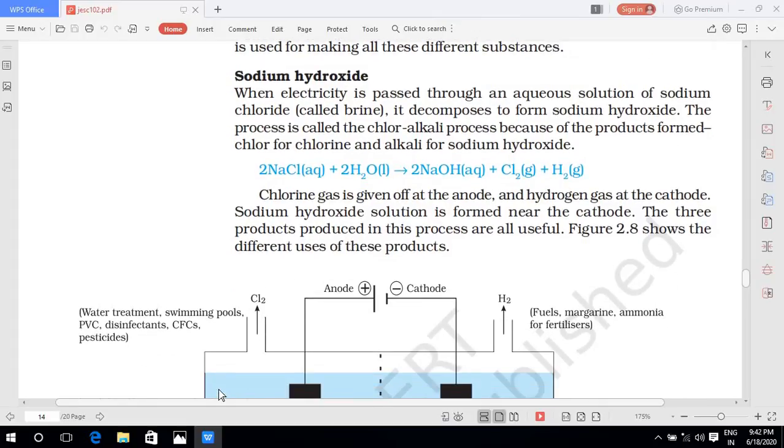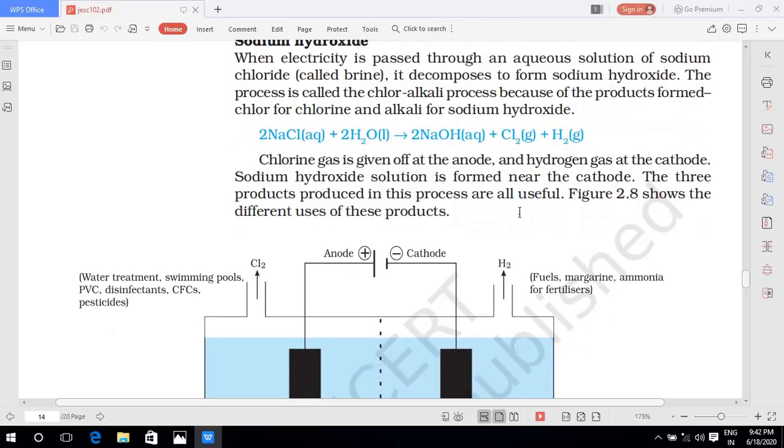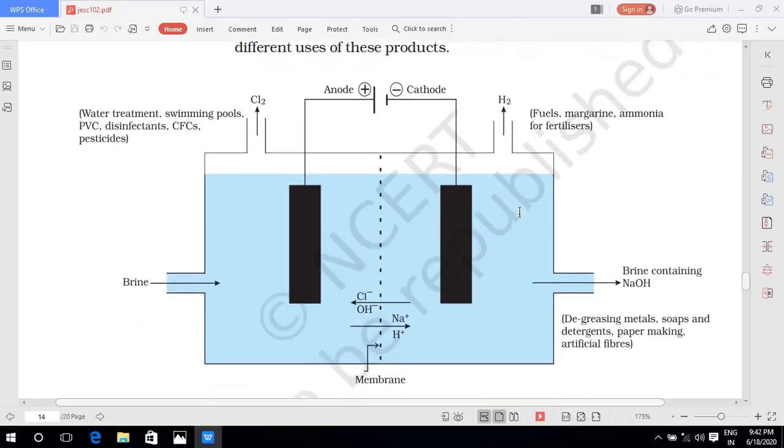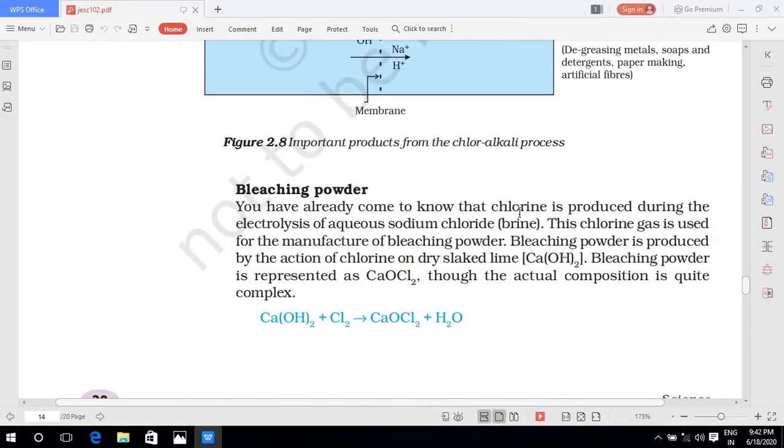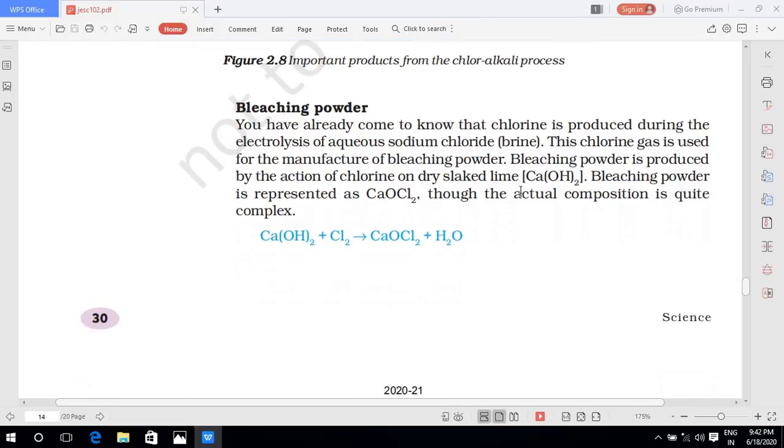So the reaction is also given on this page: 2 NaCl, sodium chloride, reacts with water. It gives off sodium hydroxide and chlorine gas and hydrogen gas. Now this chlorine gas proves to be very useful, because we use this chlorine gas for water purification, for our tap water and for our drinking water, which is useful in our kitchen. Bleaching powder is also obtained from our common salt.